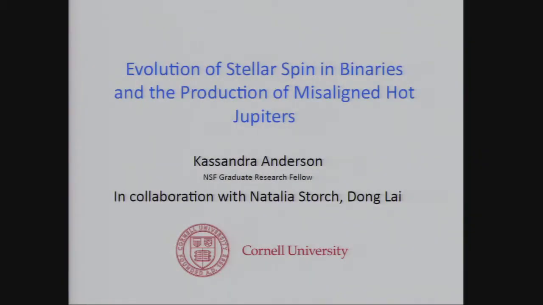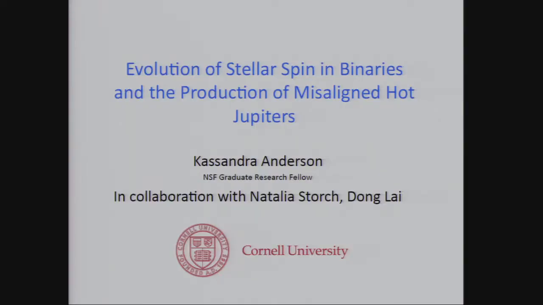Okay, so my talk is on the evolution of stellar spin in systems where the host star has a binary companion, and how this binary companion can perturb the orbit of the planet, cause high eccentricity migration through the Kozai mechanism, and I'll discuss the spin orbit dynamics of the planet and star during the high eccentricity phases.